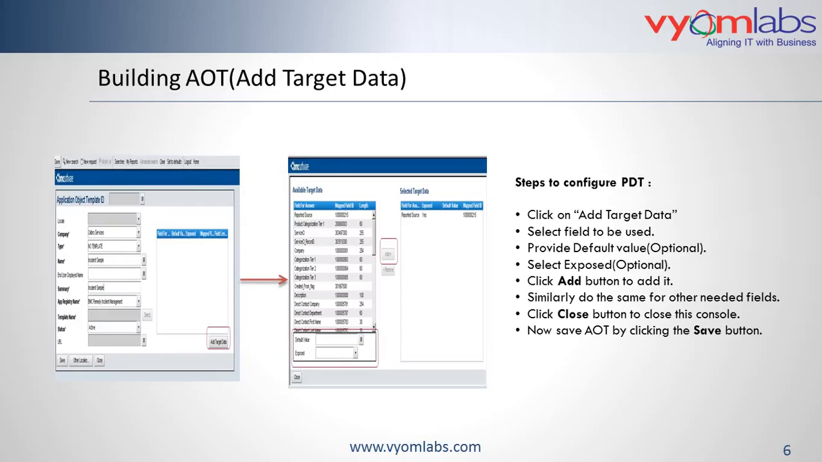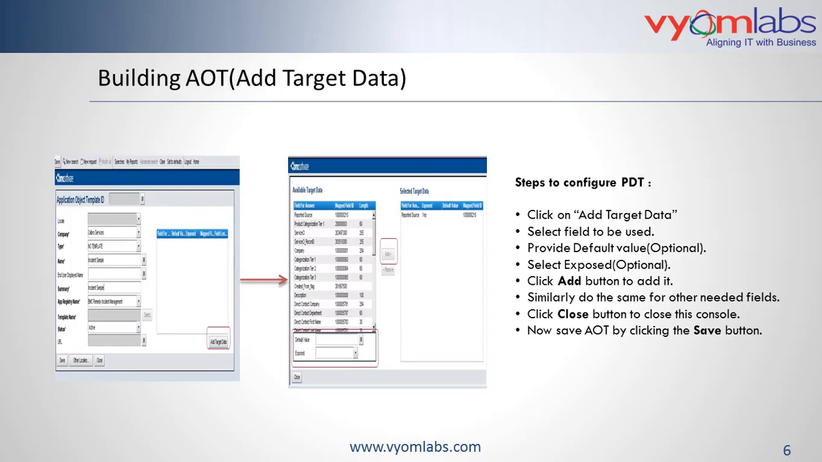Now we will see how we can add the target data in AOT. The process of adding the target data is that you need to add the fields in this template. From the application perspective, what are the required fields? You need to add them into this AOT template, so that finally we can map them with variables from PDT and then to the responses from the customer in SRD.